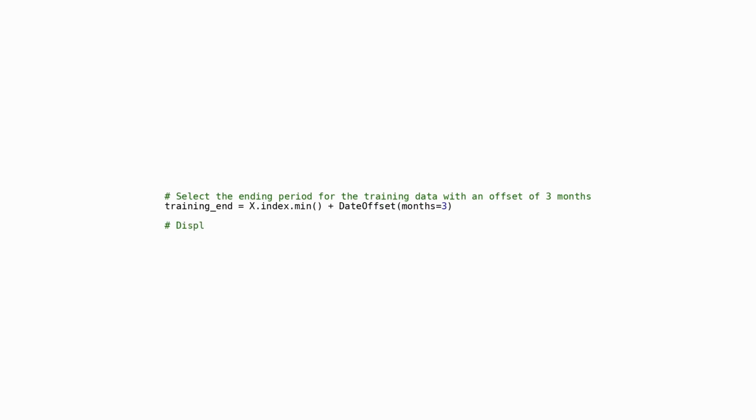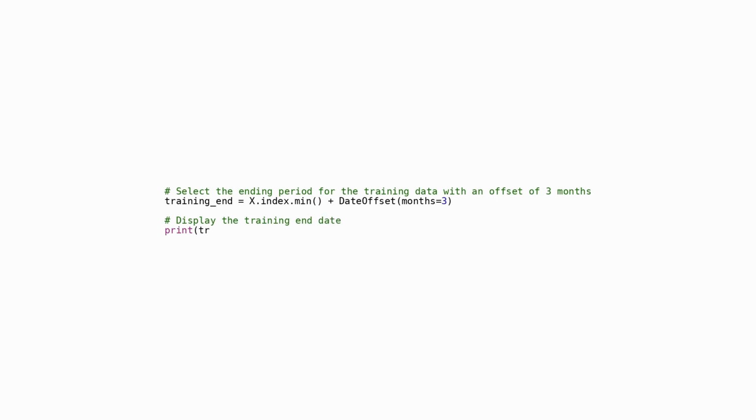This Python code snippet is designed to set a variable named training_end to a date that represents the end period for a set of training data. It does this by selecting the minimum date from an index, presumably a pandas datetime index, associated with the dataset X, and then adding an offset of 3 months to this minimum date. The DateOffset(months=3) part of the code specifically creates a time delta that represents a 3-month period. The computed training_end date is then printed out, which informs the user of the cutoff date for the training data. The snippet is likely part of a larger data preparation process where historical data is split into training and testing periods for the purposes of training a predictive model.